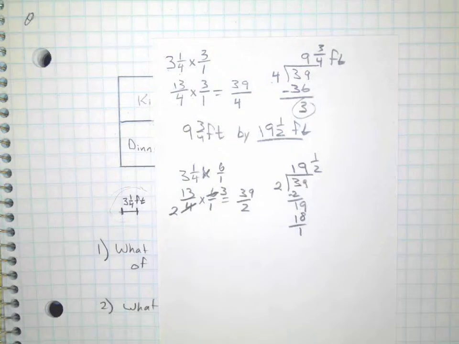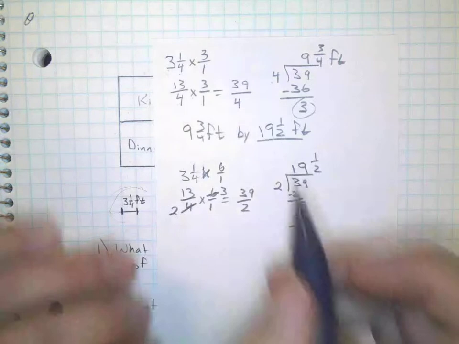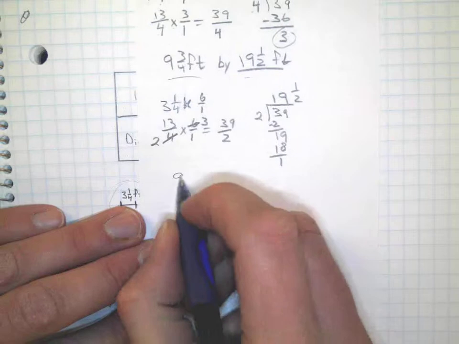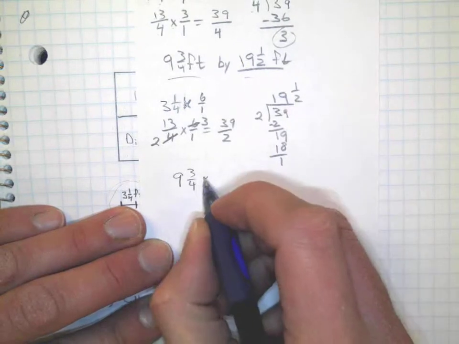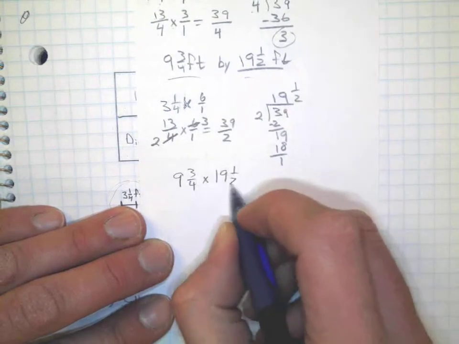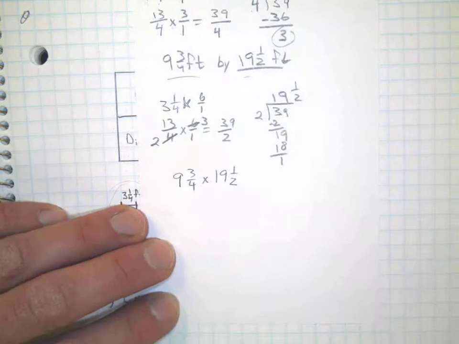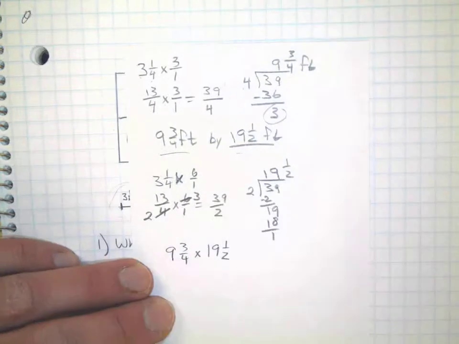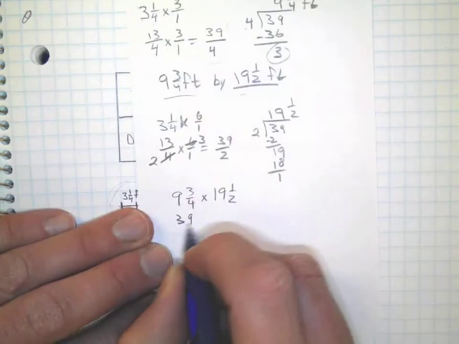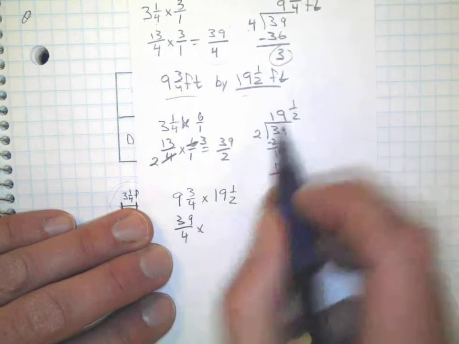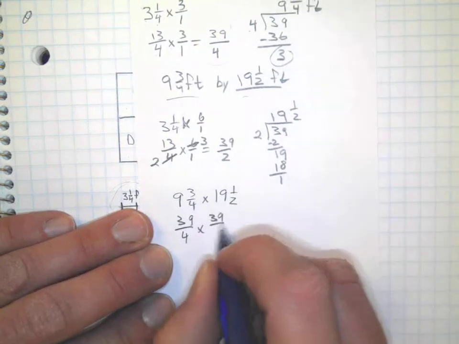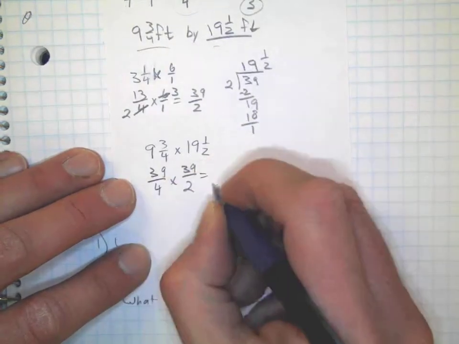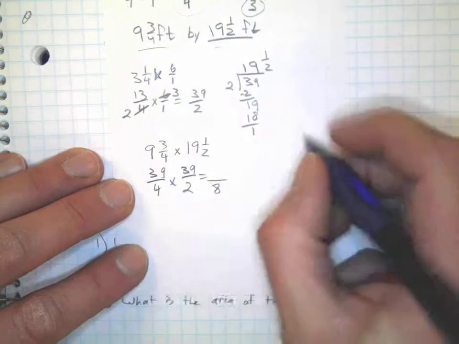Now, if I wanted to find the area of the dining room, I've got to take those dimensions and actually multiply them together. So that's going to be 9¾ times 19½. Now, I already know what those are in terms of improper fractions. 9¾ I already knew is 39/4. And I already know that 19½ is 39 over 2. And now I'm just going to multiply those. 4 times 2 is 8.